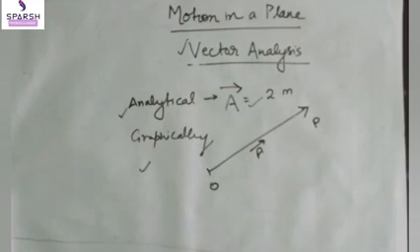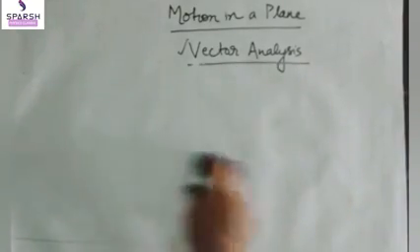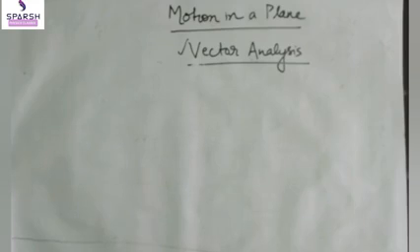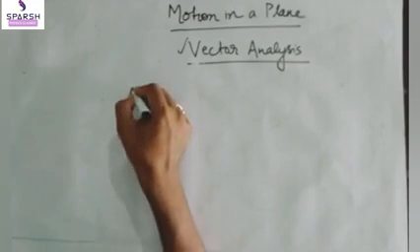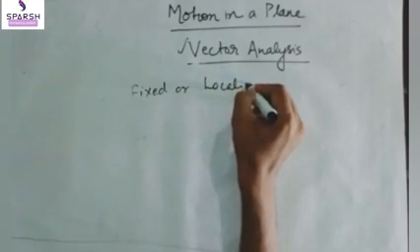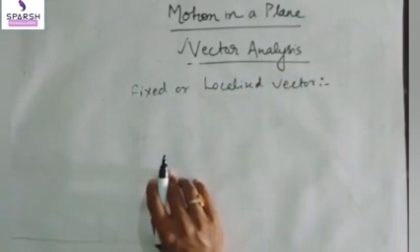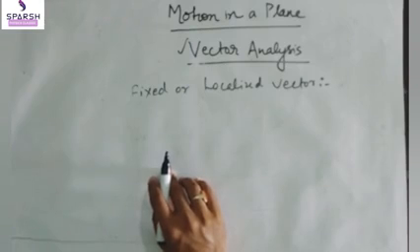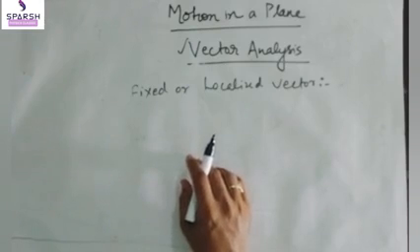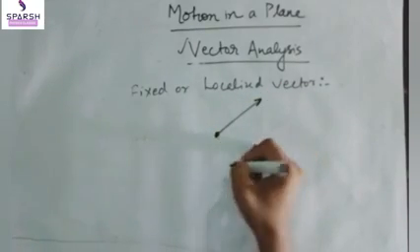Now, what are the types of vector? We are having different types of vectors. So one by one I will discuss the different types of vectors. So first one is fixed or localized vector. So if the initial point of a vector is fixed, it is called fixed vector. If the initial point, like this is fixed, this cannot be changed.